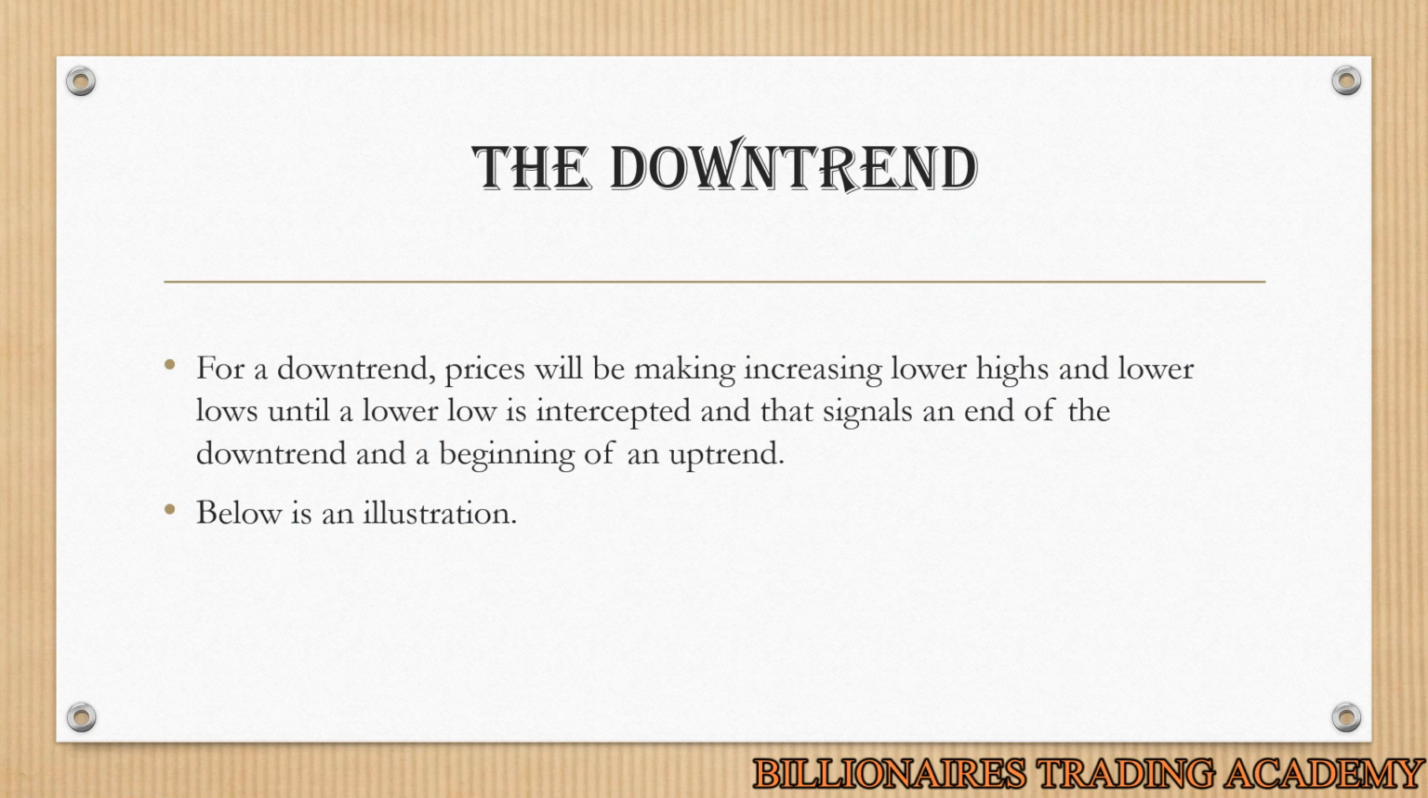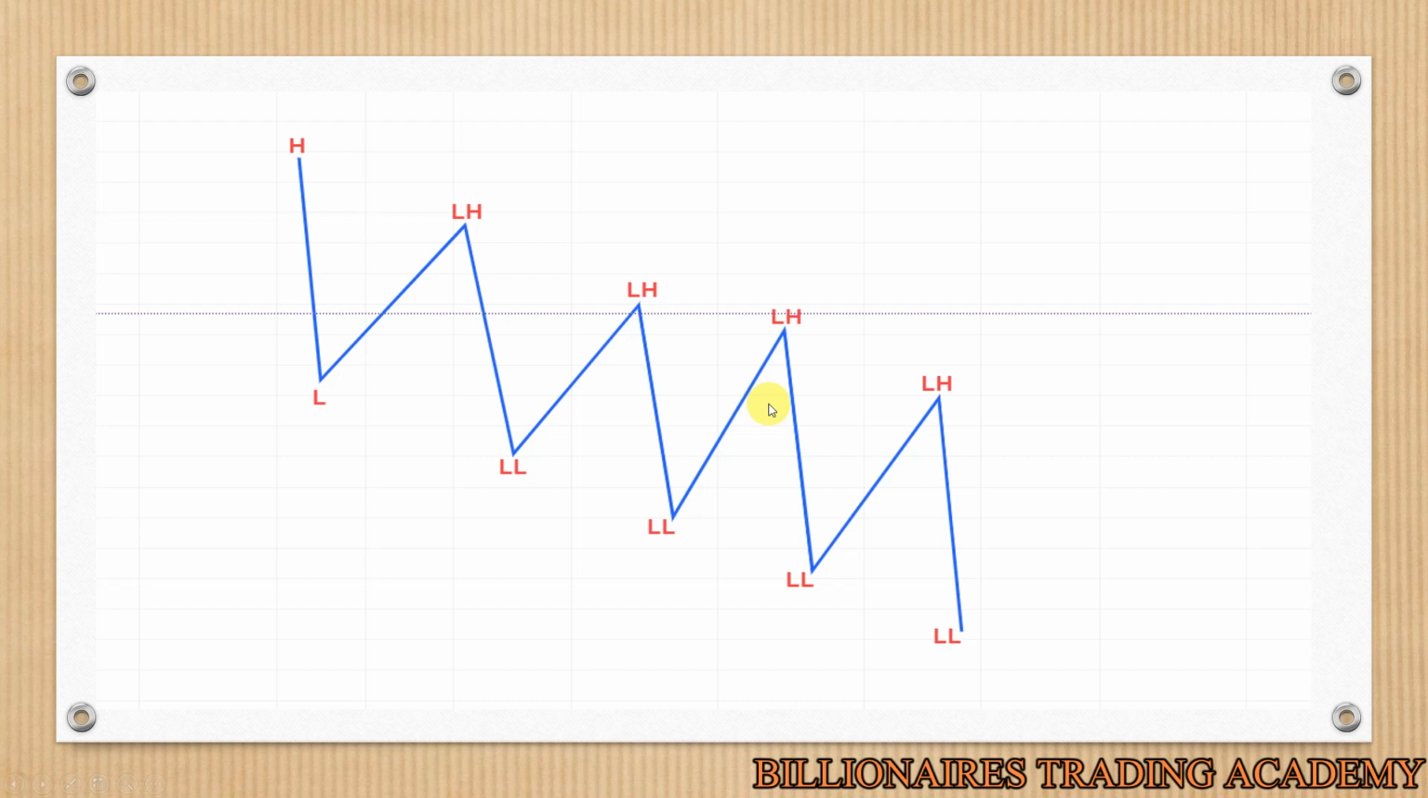Let's refer to this picture first. Before that, in a downtrend, price will be making decreasing lower lows and lower highs. Let me just show you. This is a high, this is a low. We can see this high is lower than this one, so it will be called a lower high, lower high, lower high. All these lower highs that are being formed are lower than the previous highs, and the lows that are being formed are lower than the previous lows.